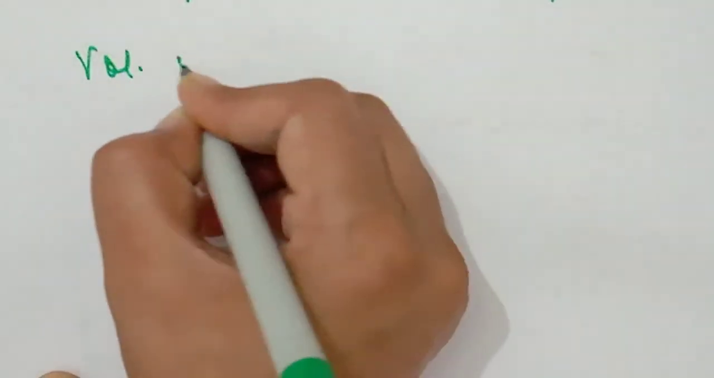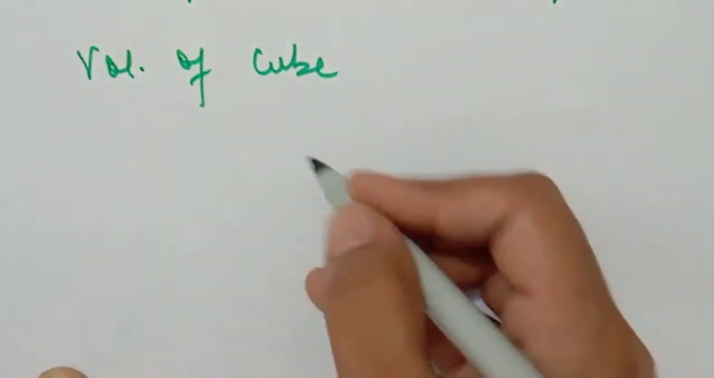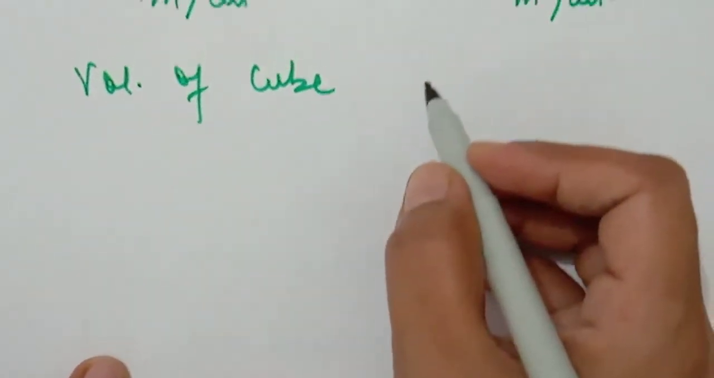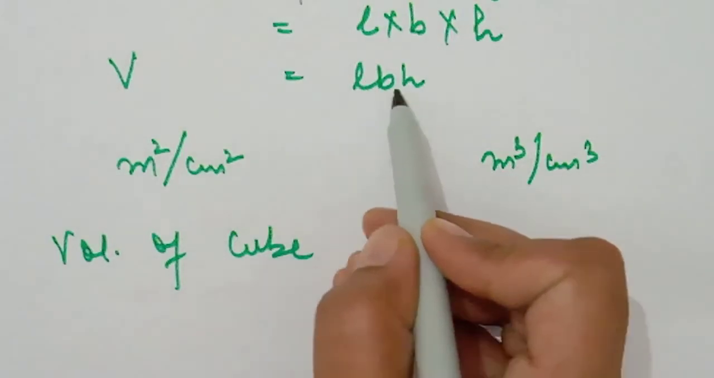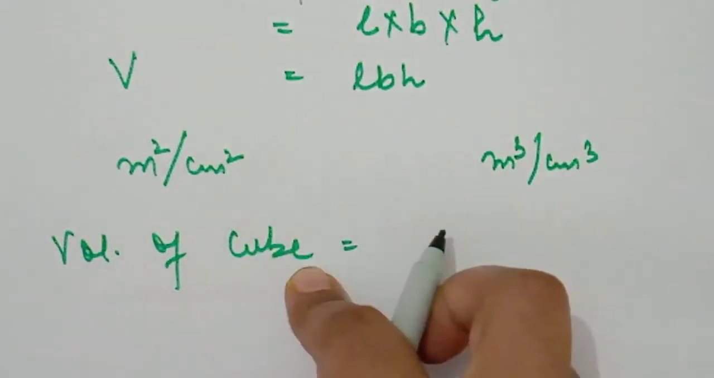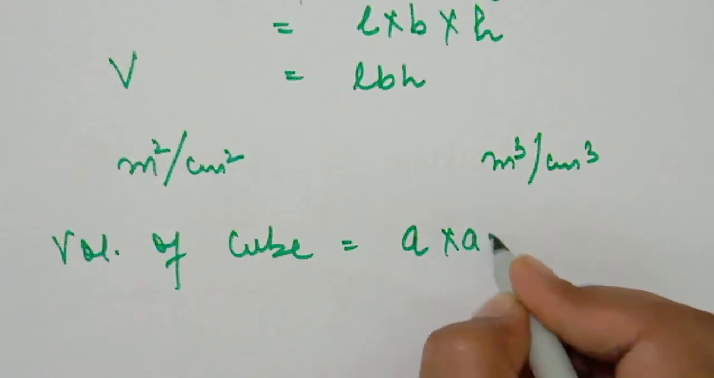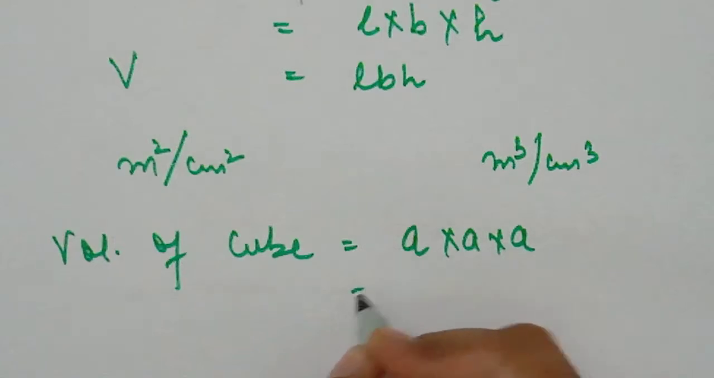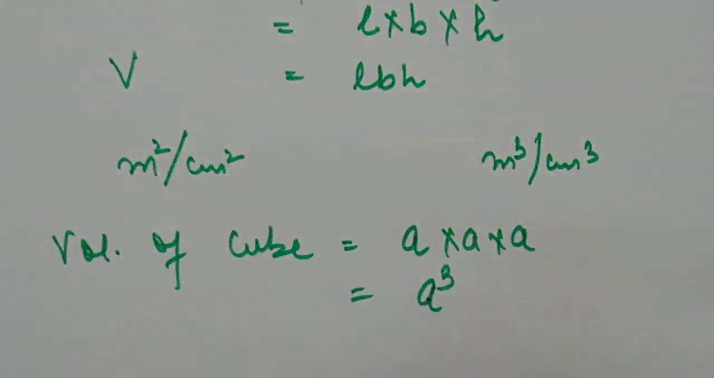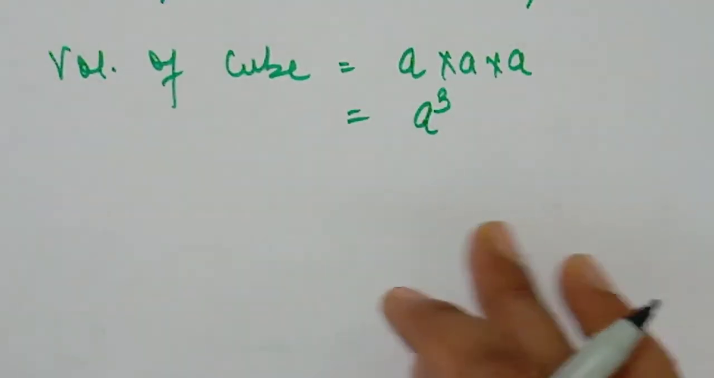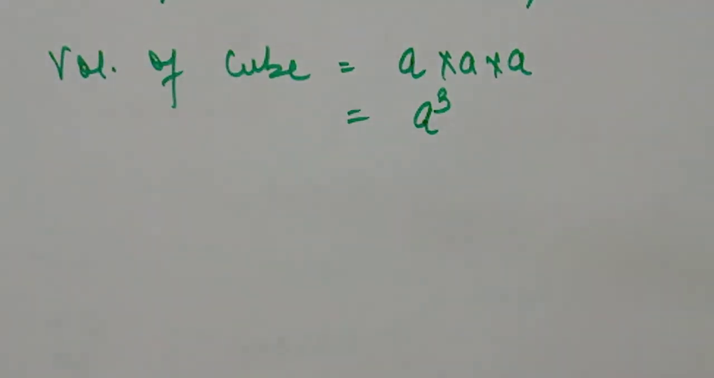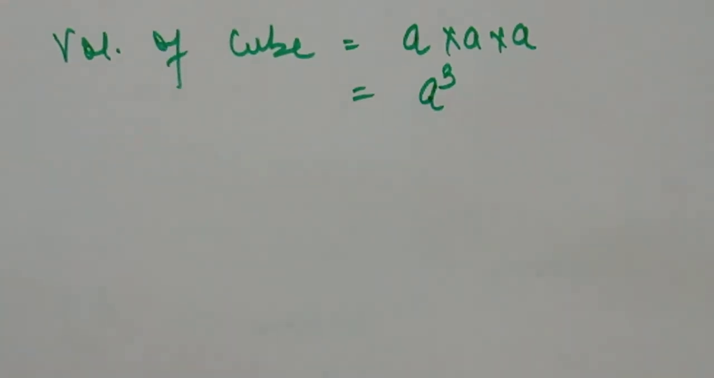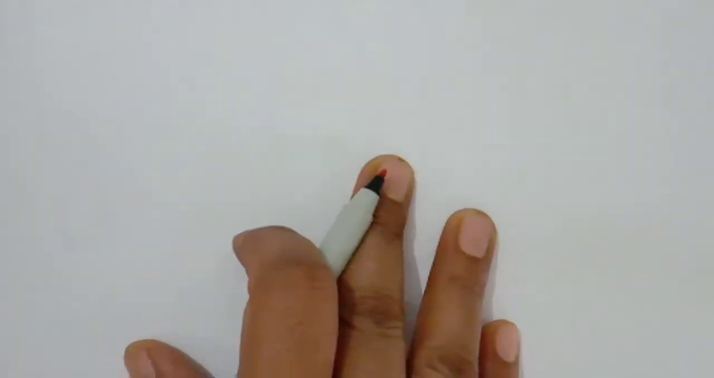Now volume of cube. The volume of a cube is when all 3 measurements of the cuboid are the same. When length, breadth and height are the same, then it becomes a cube. If length is a unit, breadth is also a unit, height is also a unit, then it is a cube. So now you know the volume of the cuboid as well as the volume of the cube. Now students, we will discuss some questions of exercise 13.5 from NCERT.